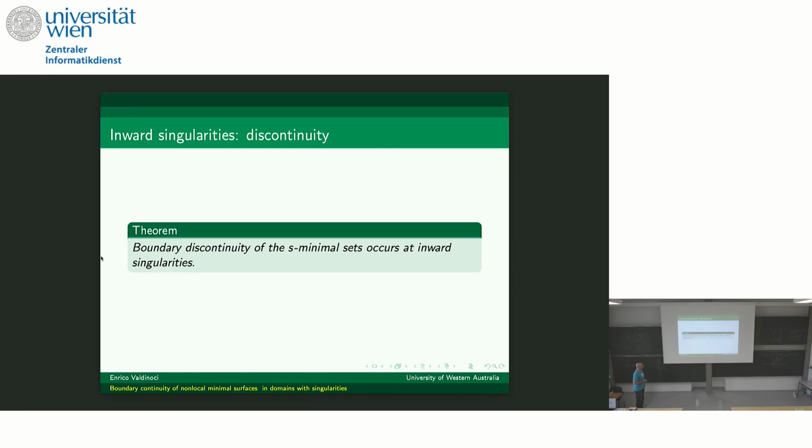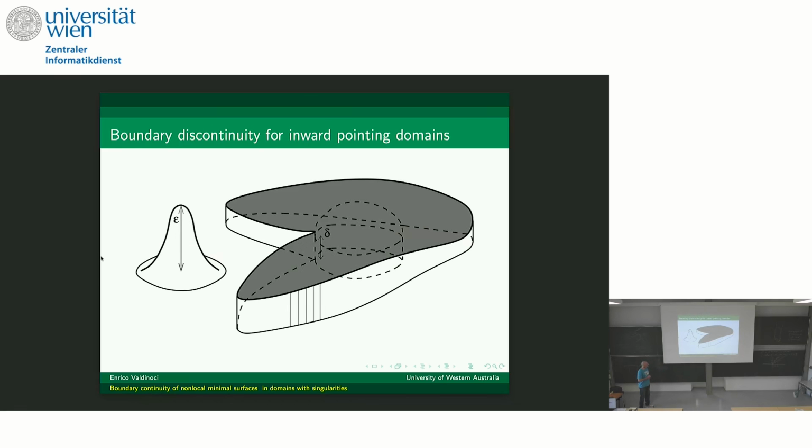The inward singularities are actually discontinuous. Stickiness occurs at inward singularities. This is maybe less surprising, in the sense that if I have an inward singularity, I have a lot of space in the domain. Since I'm able to create stickiness for smooth domains, here I have even the possibility of enlarging the domain, so I shouldn't lose the stickiness, at least heuristically, but you have to prove it. And so this is the picture in this case.